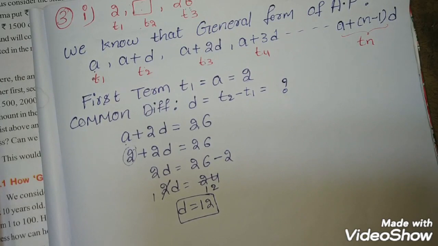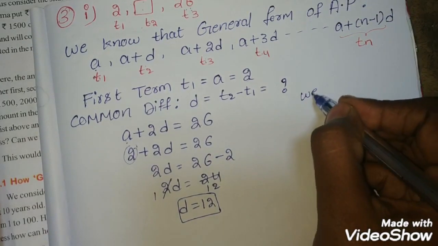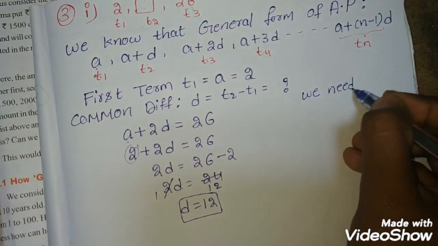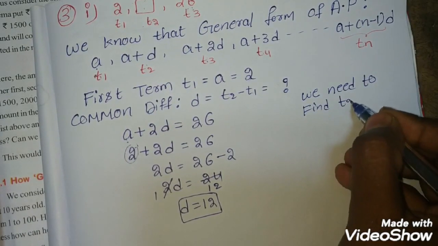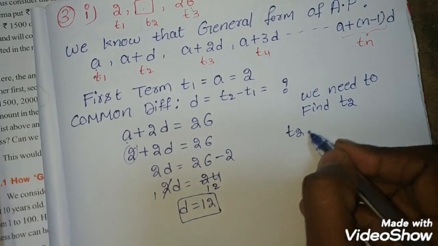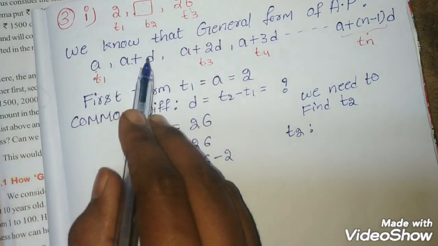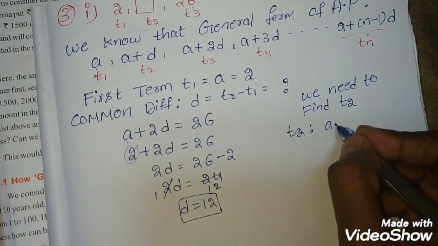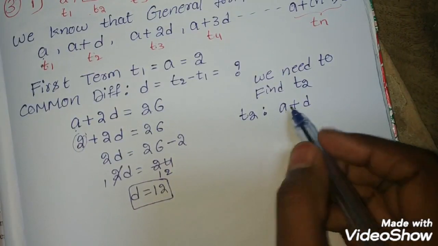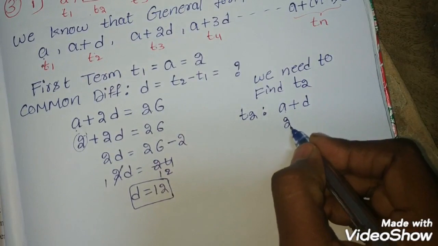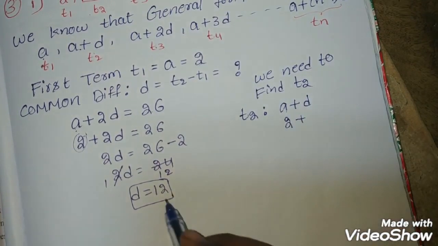And now what do we have to find? We need to find term 2. Right? So what is term 2? a plus d. Write down here: a plus d. Okay, what is a? a is 2, plus what is d here? d is 12.